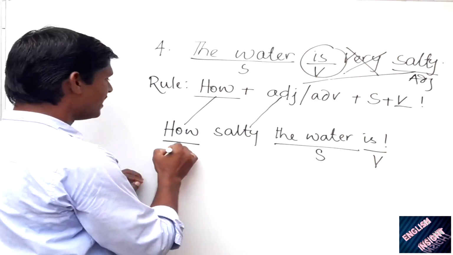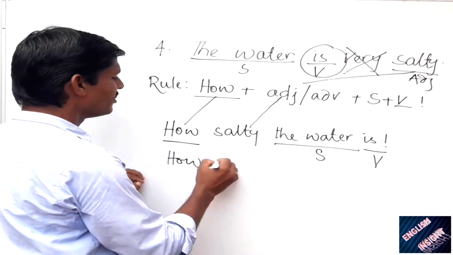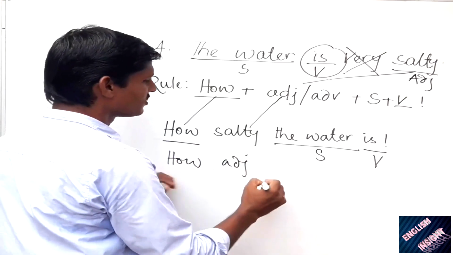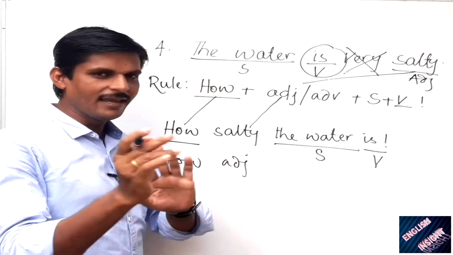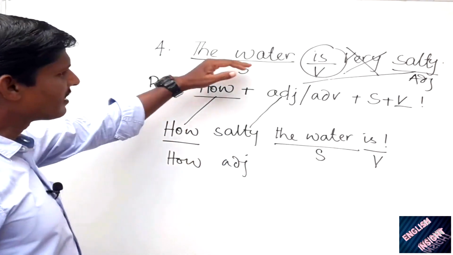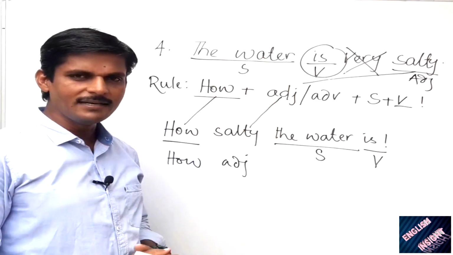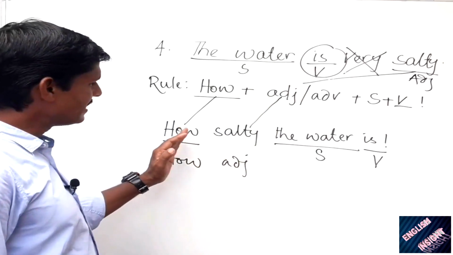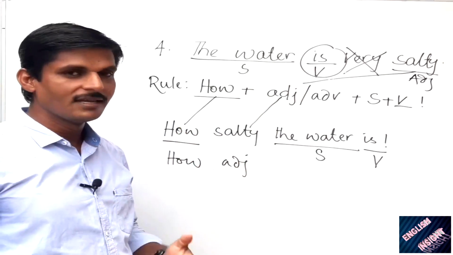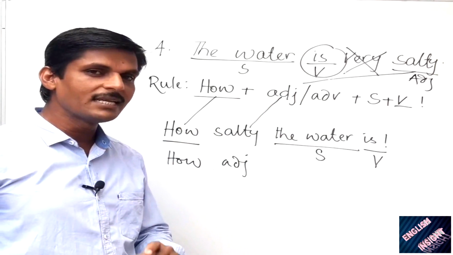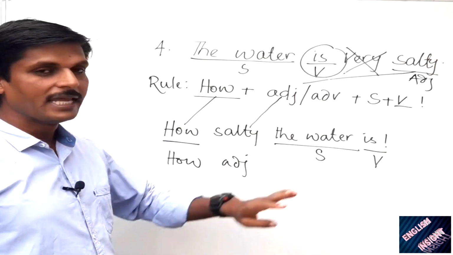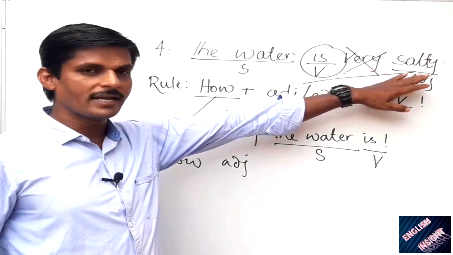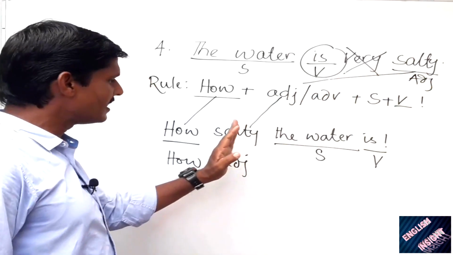So this one is how plus adjective plus subject plus verb. Okay, again I am telling, the water is very salty. It's the declarative sentence. And the exclamatory sentence is how salty the water is. The rule is how plus adjective or adverb plus subject plus verb. If there is an adjective at the end of the sentence, we'll use the adjective here.